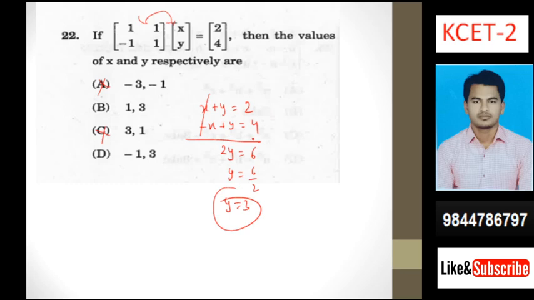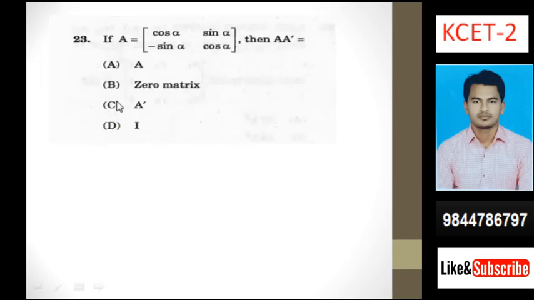Now substituting y equal to 3 in equation number 1. If x plus y equal to 2, x plus 3 equal to 2, x is equal to 2 minus 3, and x is equal to minus 1. It means option number D is the right answer.